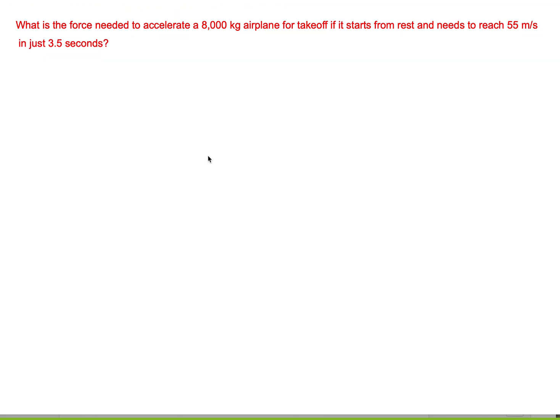I have an airplane, and it's getting ready for takeoff. Starts from rest, and it reaches 55 meters per second in 3.5 seconds. What force do I need to accelerate it? So let's write down everything we know. We have 8,000 kilograms for the airplane. We know that's the mass. You guys told me that last time.